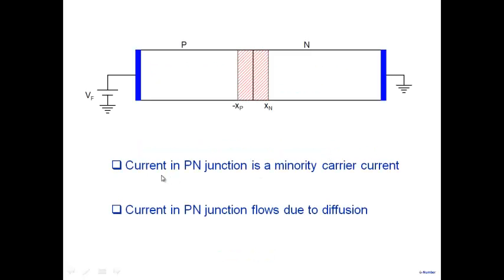So these statements we have heard. Current in a PN junction is a minority carrier current. Current in PN junction flows due to diffusion. Are they correct? You've gone through the lectures on PN junction. Are they correct or not? Not correct? Somewhat correct. Okay, so let's look at this here.